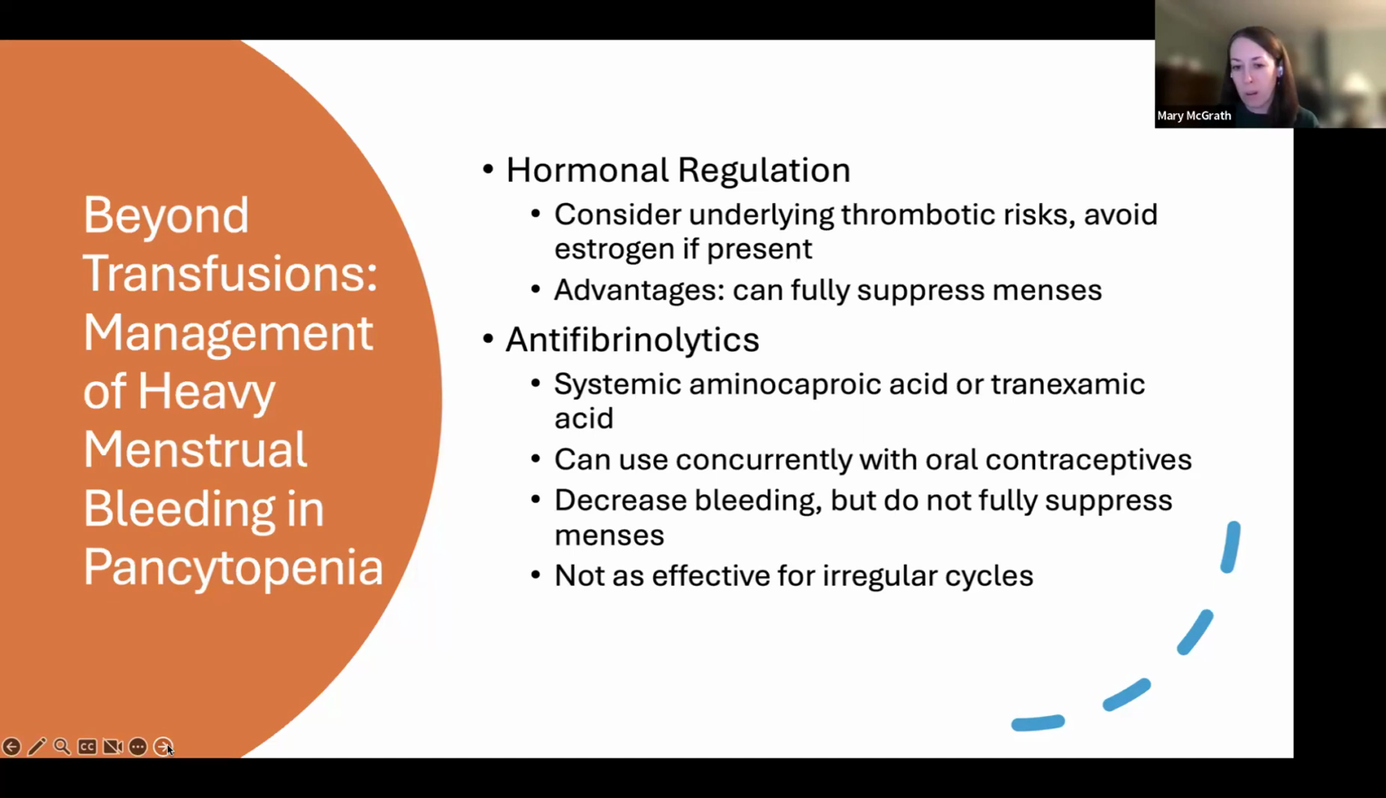The other thing they don't help with are irregular cycles. And so if you have a patient who's having periods like every 2 weeks, usually I will try and steer them towards an oral contraceptive if they're willing.